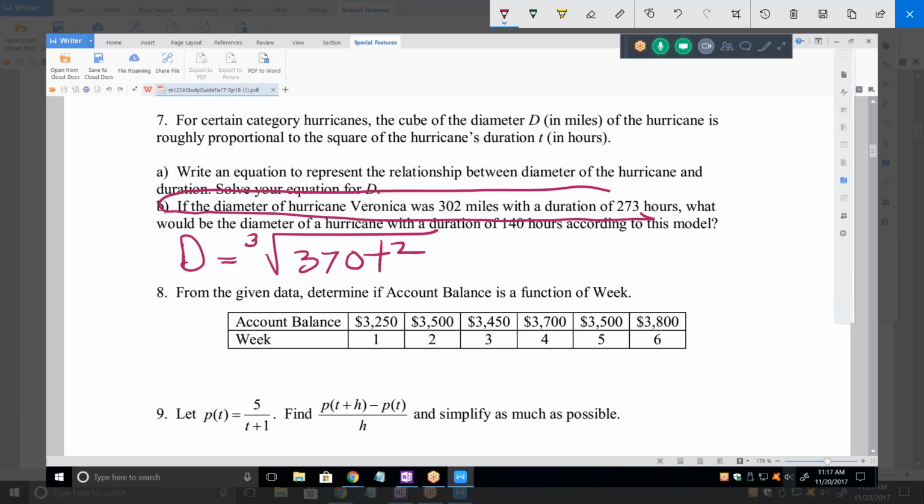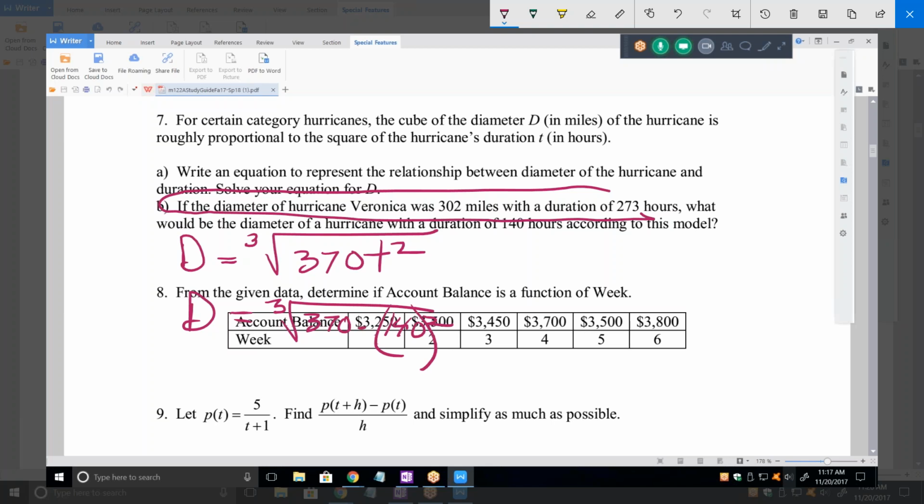All right, we don't need you to do this on the calculator. Just tell me what to fill in. What's the diameter of the hurricane going to be? The cube root of 370 times 140 squared. Correct. Whatever that number is.